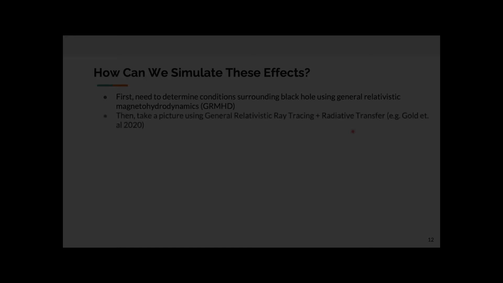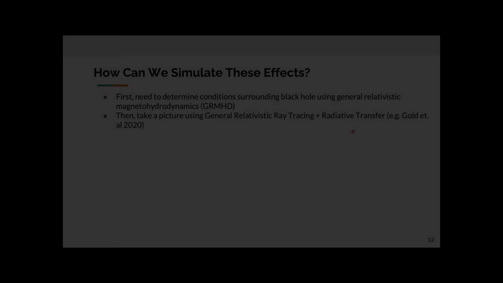Okay, so now that we know where the photon ring comes from, we want to be able to simulate it and simulate images of the photon ring. And this in general is done in 2 steps. First, we need to determine the conditions surrounding the black hole. And this is done using general relativistic magnetohydrodynamics, or GRMHD for short. After we know the conditions surrounding the black hole, the plasma properties, the magnetic fields, from there, we can then take a picture using general relativistic ray tracing and radiative transfer.